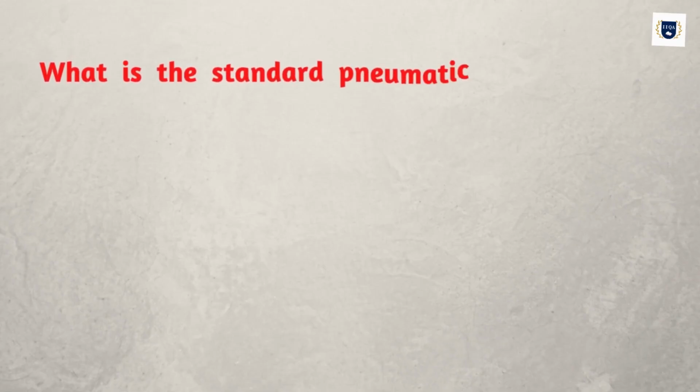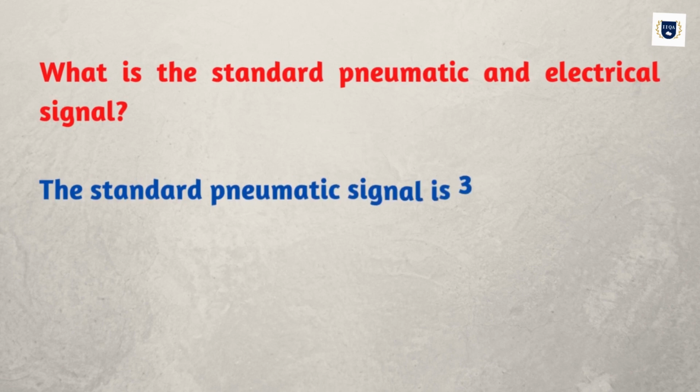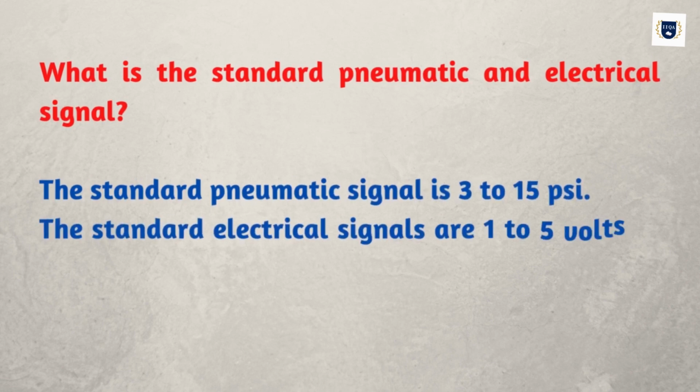What is the standard pneumatic and electrical signal? The standard pneumatic signal is 3 to 15 pounds per square inch. The standard electrical signals are 1 to 5 volts or 4 to 20 milliamps.